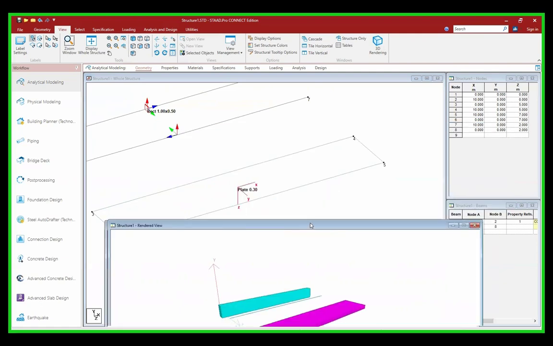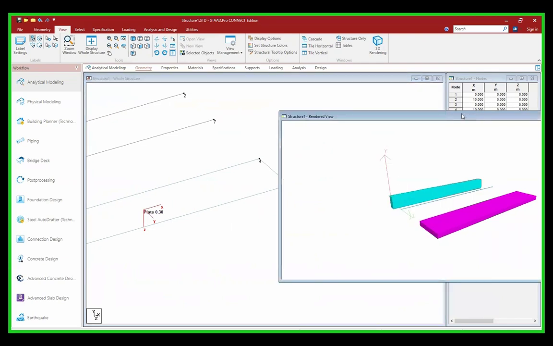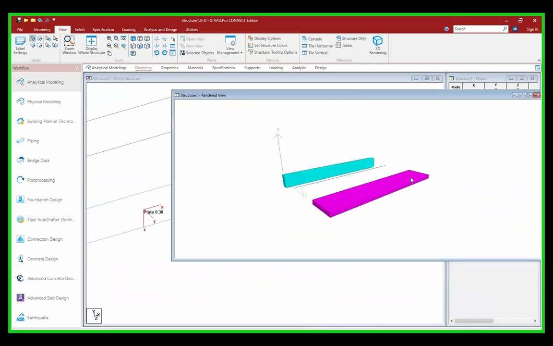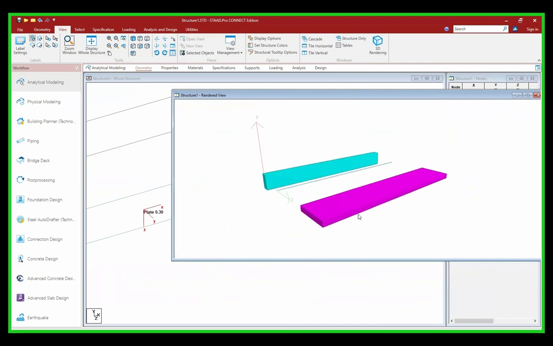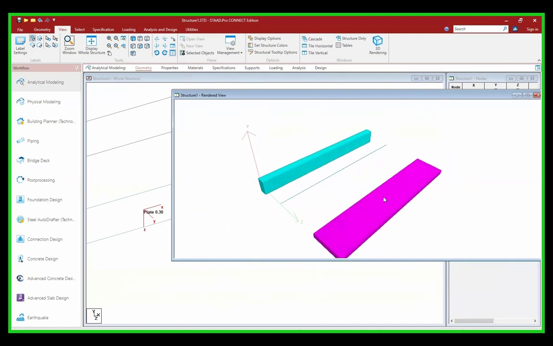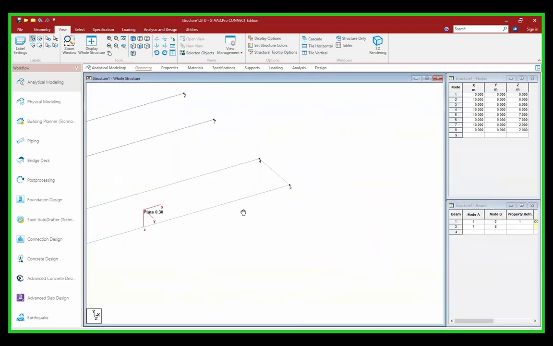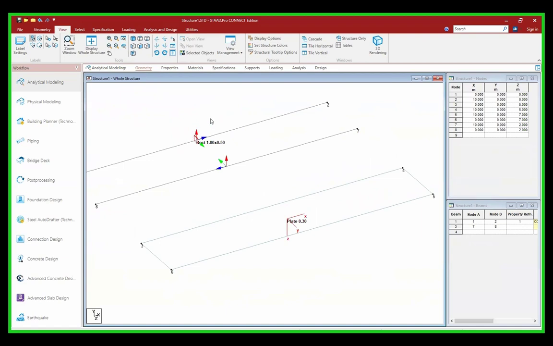If you place like this, you can understand. Okay, so this is the local x-axis, this is local y-axis, and parallel to the depth, which is nothing but local z-axis, right? So this is how you can understand the local axis in plate element, and this is how you can understand local axis in beam element.